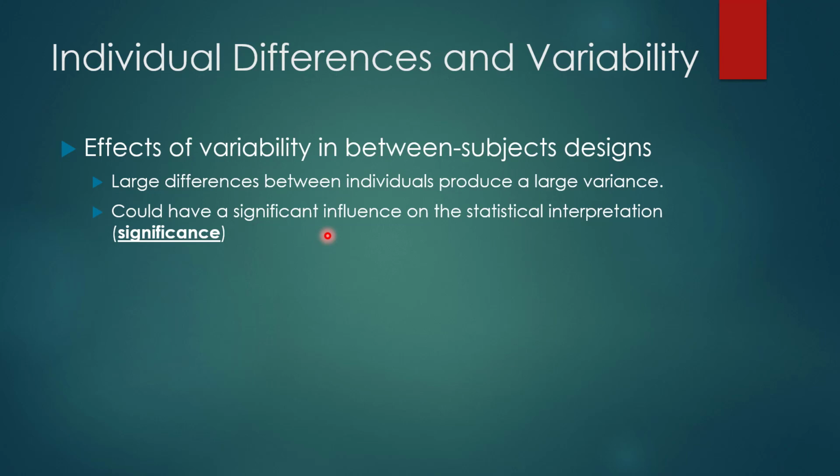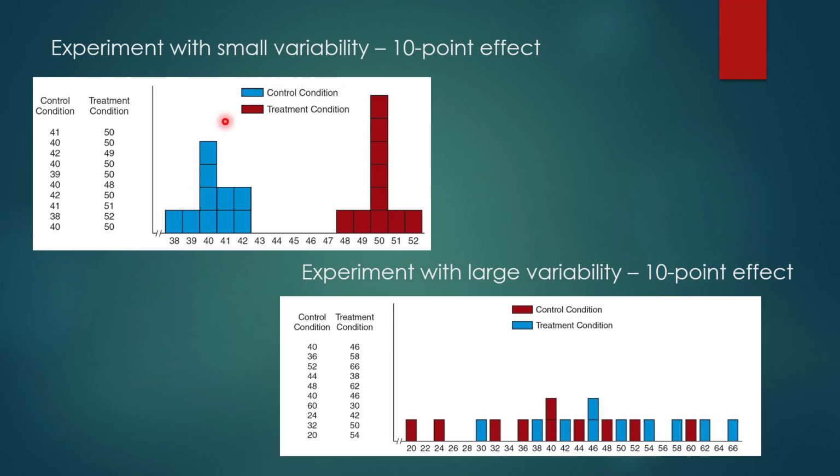Significance means that it's very unlikely that the difference would occur if there was not a consistent difference between the treatment conditions. Or in other words, significant means that it's very unlikely that your results occurred by chance, that the difference that you see between groups is real. However, if you have large variability within your control and experimental group, that could hide differences between those groups. So now we're just going to compare two 10-point effects and hopefully hit home what I was saying on the previous slide, if it didn't quite make sense.